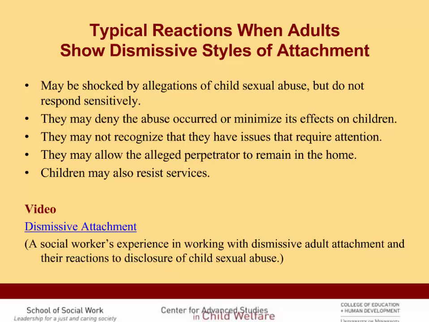They may allow the alleged perpetrator to remain in the home and allow the children to go into alternative placements. They may not keep children separated from the alleged perpetrators. Children may also resist services in order to please parents and to maintain a facade that everything is okay. Click on the link to hear about a social worker's experience in working with dismissive adult attachment and parents' reactions to disclosure of child sexual abuse.